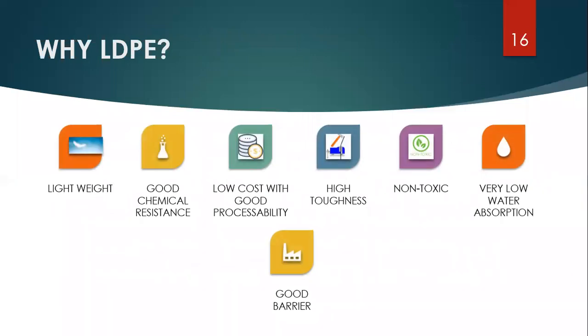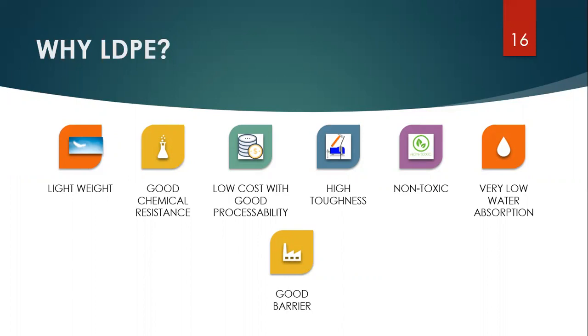So there are so many reasons why we chose LDPE. First of them is lightweight. Yes, the products produced from LDPE are lightweight products. Why? Because the density of LDPE is lesser than other polymers. Good chemical resistance. LDPE and products of LDPE are resistant to other chemical reactions. So we needed a product with good chemical resistance. After that, low cost and good processability.